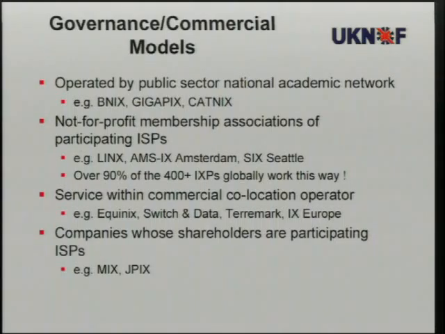There are lots of different models that apply. In Brussels, Lisbon, Catalonia, the National Academic Network runs the internet exchange, and that works mostly fine. I've talked already about the not-for-profit membership organisations. That's by far the most common model. I've talked about LINX in London; another very large and successful one is AMS-IX in Amsterdam.